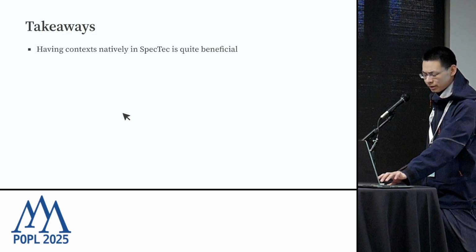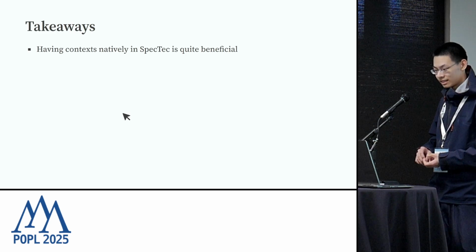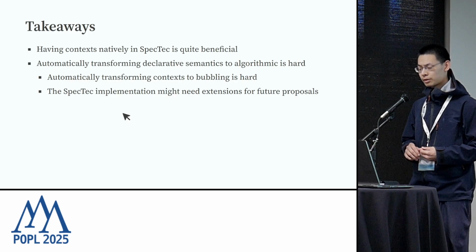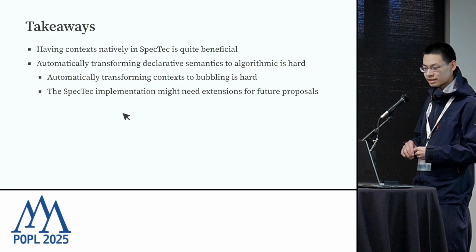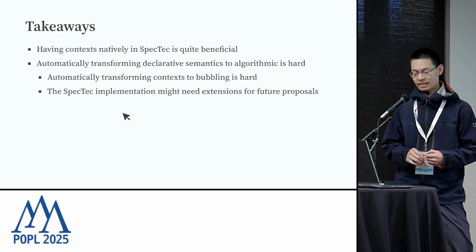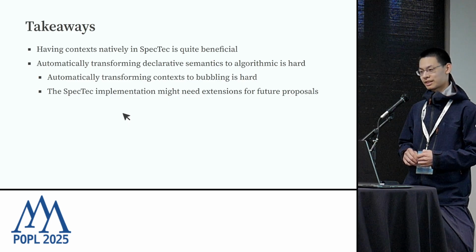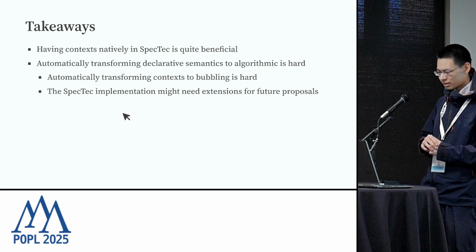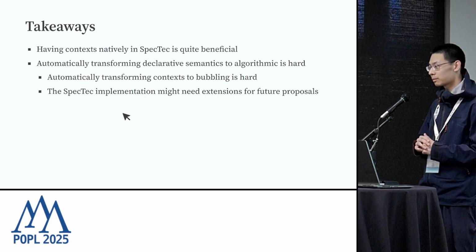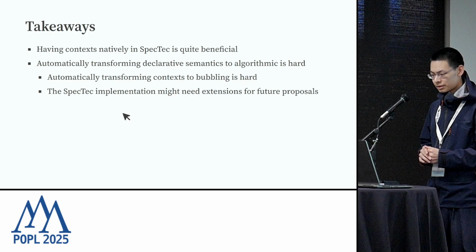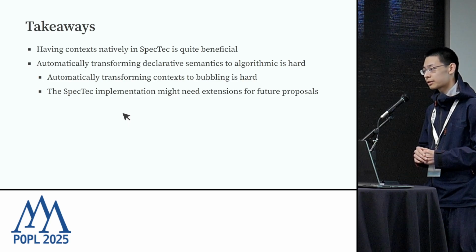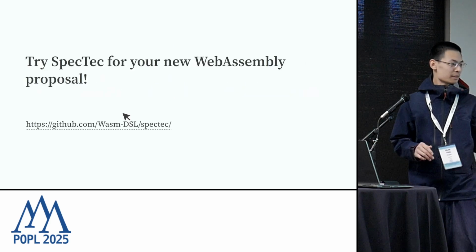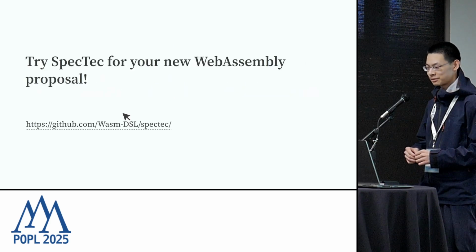The takeaways are, having context in SpecTec is quite beneficial. Automatically transforming declarative semantics to algorithmic is hard. And automatically transforming context to bubbling is also hard. The SpecTec implementation is designed to work with the current spec, not with future extensions, so it might need extensions for future proposals, and it is fragile. But anyway, try SpecTec for your future proposal.